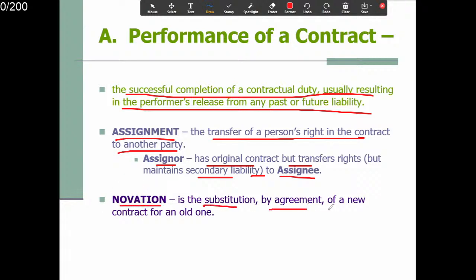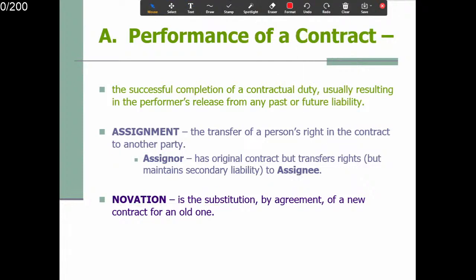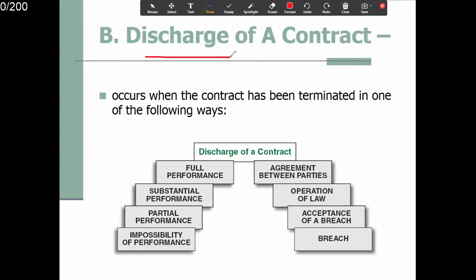So novation is what? Is the substitution by agreement of a new contract for an old one. Most of these novations are leases, 这是租约这方面的话，这是给我一个新的租约等等，这是叫 novation, new lease contract. Discharge of a contract，怎么去取消呢？很多方式，完成也是一种方式。It occurs when a contract has been terminated in one of the following ways. 这是结束了，怎么去结束？Full performance，完成了，everything is done, everybody is happy.